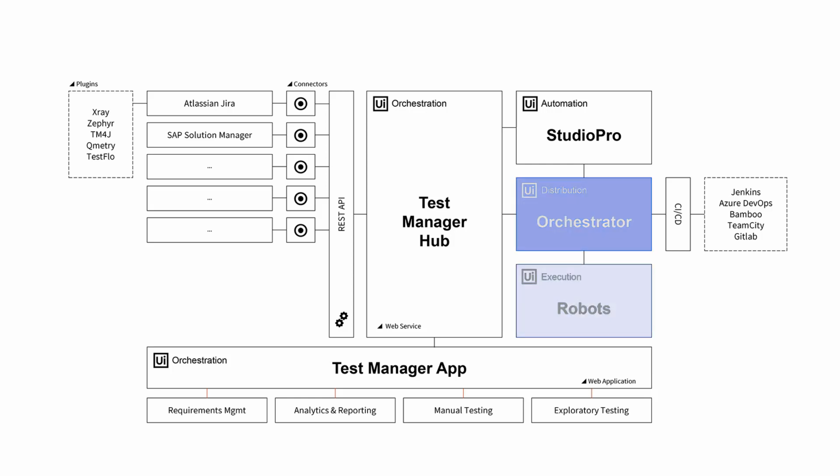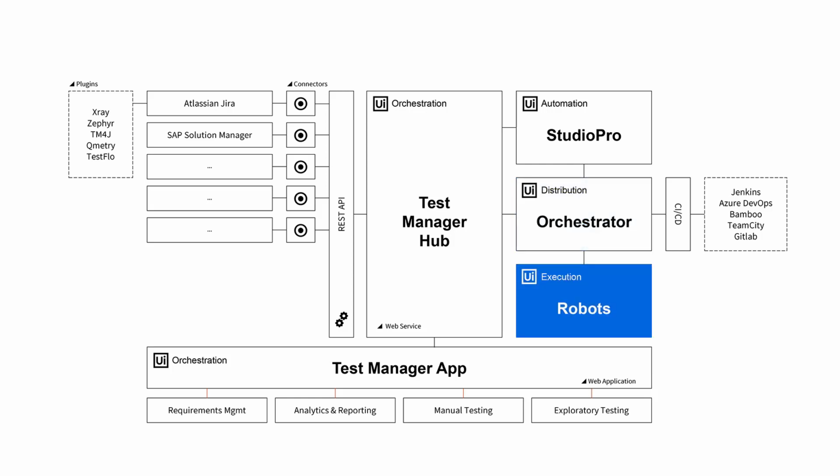Last but not least, robots are UiPath's execution agents. They're connected to Orchestrator. This enables you to run test cases with specific robots or groups of robots using different machine setups. Alright, we're at the end of our brief tour of the UiPath Test Suite.